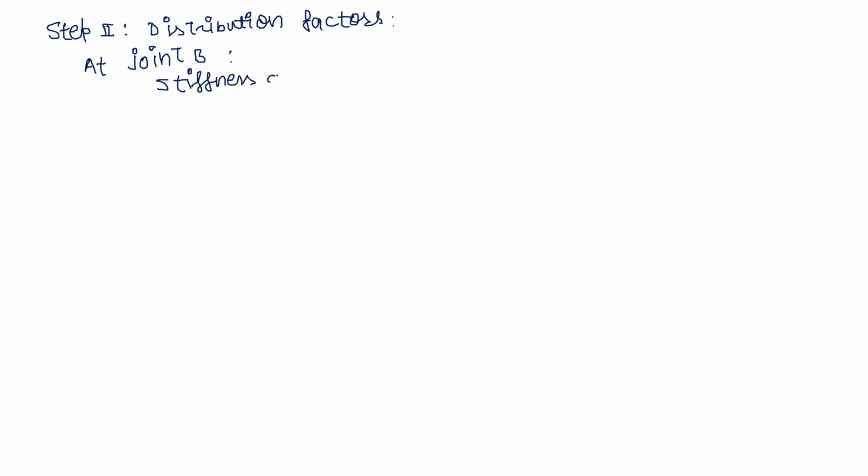Then we have step 2, distribution factors. And then we have at joint B, stiffness of BA. A is fixed end. So we have 4 EI by L, and we have 2 EI upon 4, and that is equal to 2 EI.